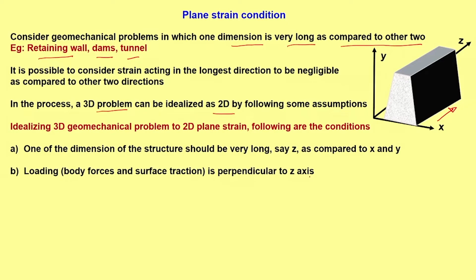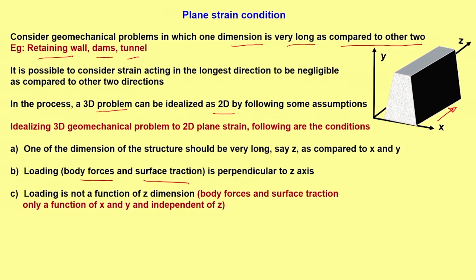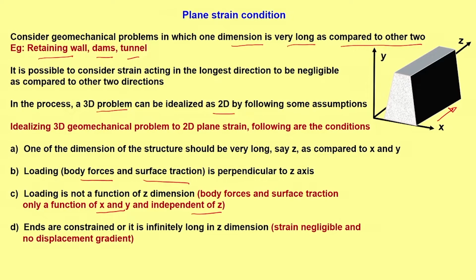Two, loading is perpendicular to the z axis. That means there is no effect of loading in the z direction, and when I say loading, it includes both body forces as well as surface traction. Now these forces are perpendicular to the z axis, because of which they do not have any effect in the z direction. Three, loading is not a function of the z dimension. Body forces and surface traction are only a function of x and y, and independent of z. So it is a function of only x and y, it does not vary with z.